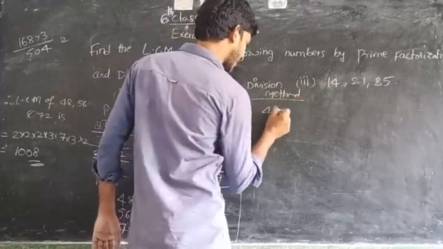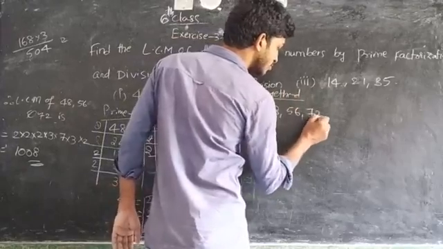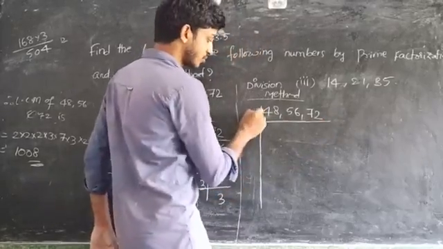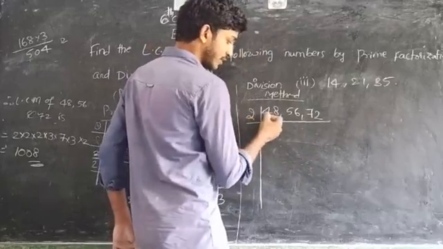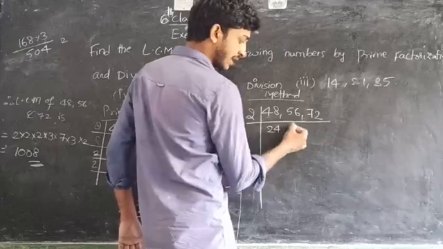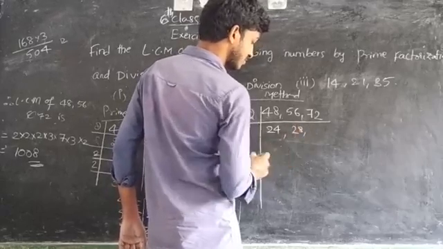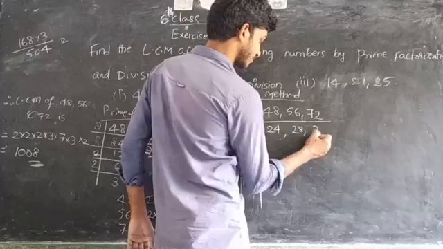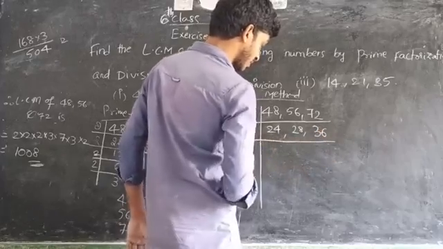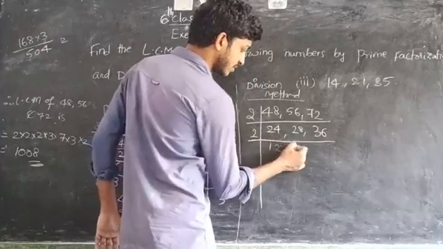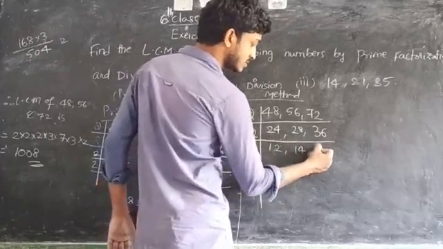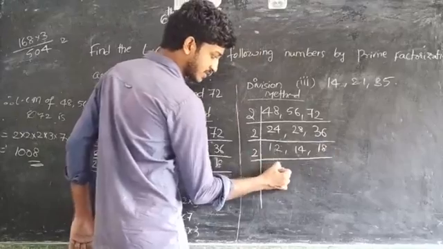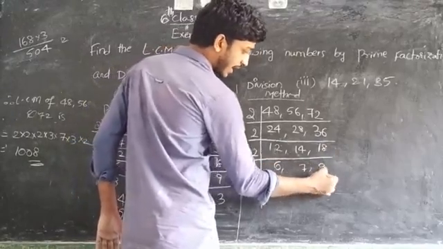So the division method. 48, 56 and 72. What is the least common factor, which is a common factor for these 3 numbers? I am taking 2. In the 2 table, it is 24 times, 28 times and 36 times. Again I am taking 2: 12 times, 14 times and 18 times. Again I am taking 2: 6 times, 7 times and 9 times.